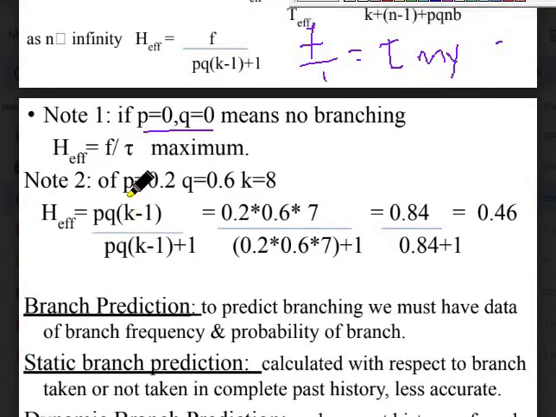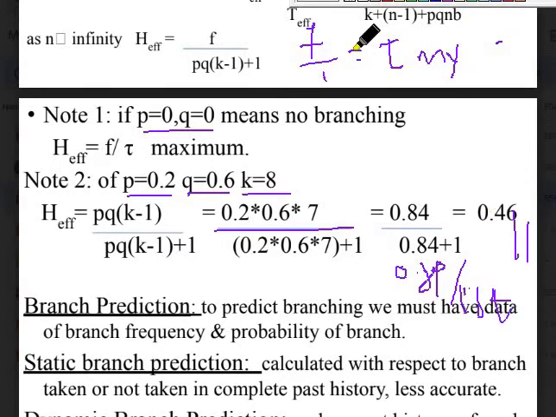Second example: if the branching probability is 0.2, the execution probability is 0.6, and there are 8 stages, the efficiency is pq into k minus 1 whole divided by pq into k minus 1 plus 1. Here p is 0.2, q is 0.6, and k minus 1 is 8 minus 1, which is 7. So the denominator is 0.2 into 0.6 into 7 whole bracket plus 1. We get 0.84 divided by 1.84, which is almost 0.46. Converting into efficiency, it is 46% efficiency.